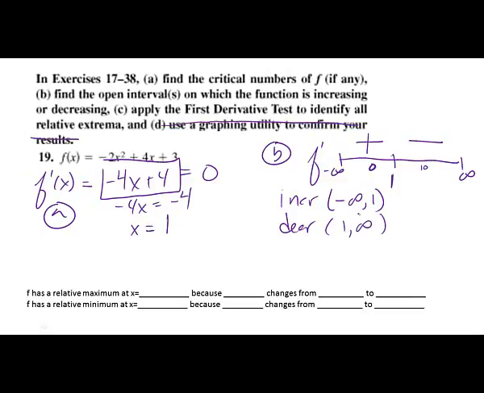And don't worry about open and closed. They're always going to be open. Okay? So I'm not messing with the open-closed stuff, just open. All right, we're going from a positive to a negative. So is it a max or a min? Max. So if you see the sentence frame, do I need the one for min? No, I just need the one for max. So relative max at x equals 1 because f prime changes from what to what? Positive to negative.